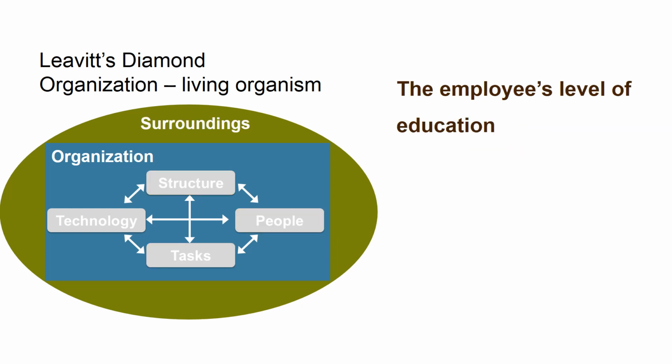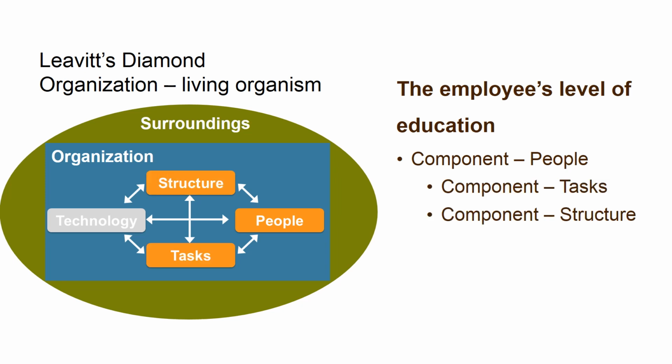The employee's level of education. This is part of the component people. The level of education affects both the component tasks and the component structure. The higher the education level of the employees, the more complicated tasks and responsibilities we can give to the employees. And this has an impact on how decisions should be made, and this is determined in the component structure.